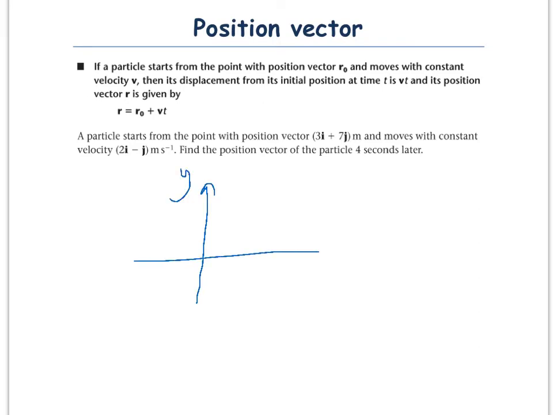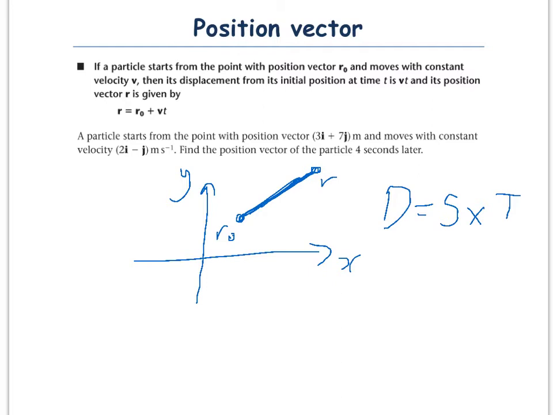Now, to help do this, let's just think about this little diagram, just to visualise what this is saying. So there's our x and y axes, and we're starting from a position vector r0. And we're moving to a new position vector r. Now, to find the displacement here, if we know the time given and the velocity it's travelling at, then we can find the displacement by doing distance equals speed times time. So that's how this equation is found.